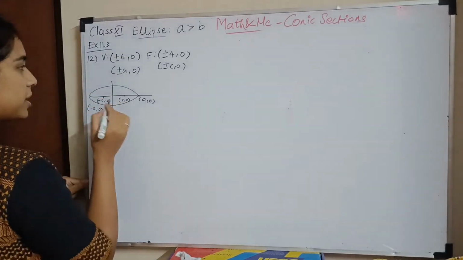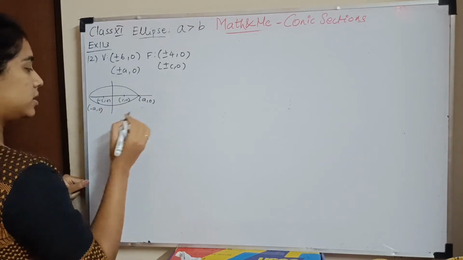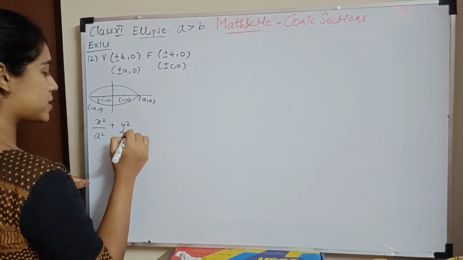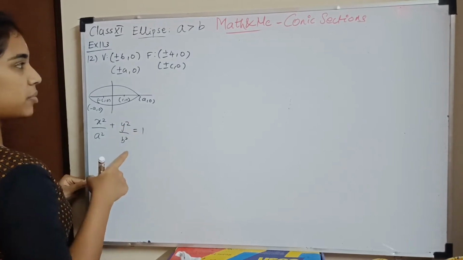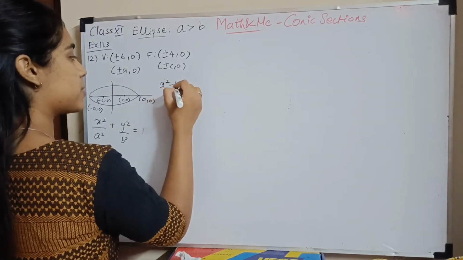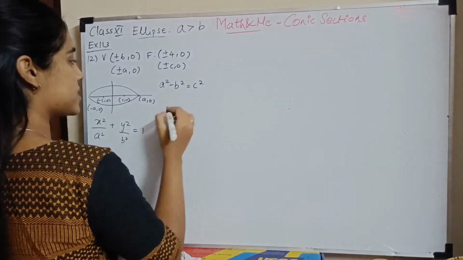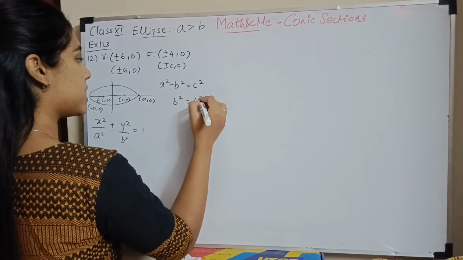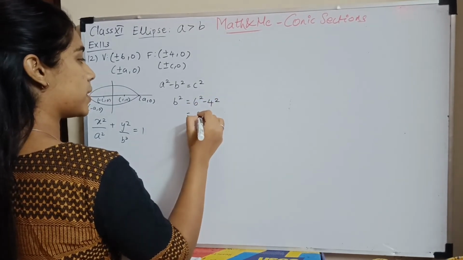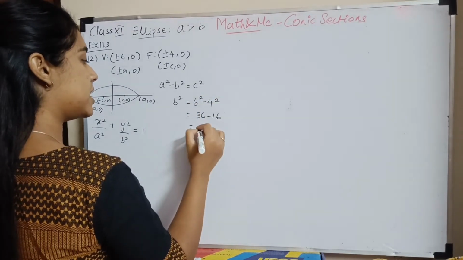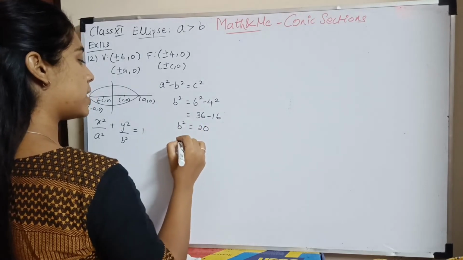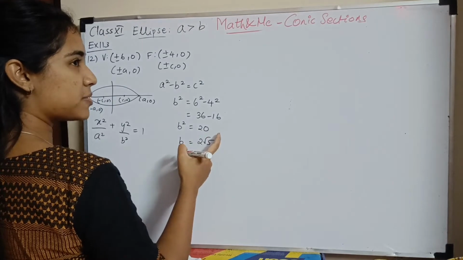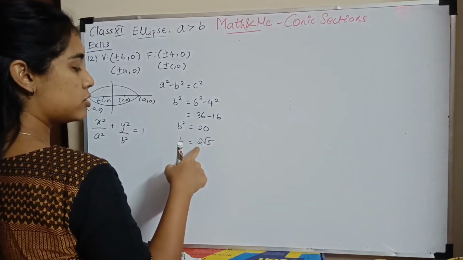If the ellipse is like this, what will the equation look like? The equation is along the x-axis. So x square divided by a square plus y square divided by b square equals 1. Now we need to find the b value. So you have a square minus b square equals c square. So b square is nothing but a square minus c square. What is a square? 6 square minus 4 square, 36 minus 16, which is 20. b square is 20, so b is 2 root 5. It is 5 times 4. The square root of 4 is 2, so 2 root 5.